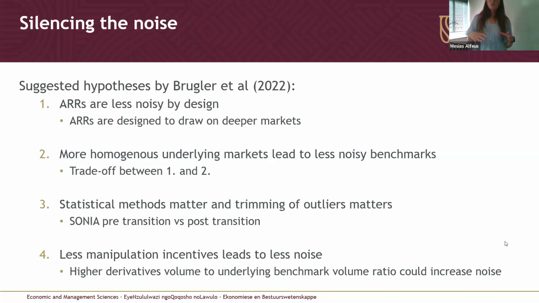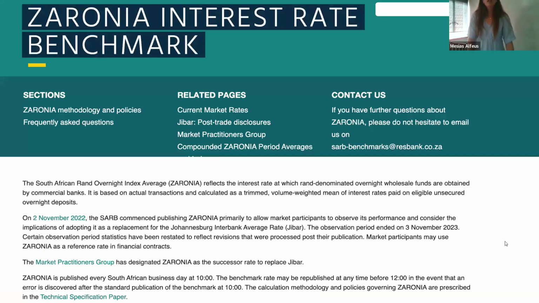As more trade, if you have higher derivatives relative to the size of your market, few trades of these derivatives could change this ratio, and this could lead to more manipulation, which could in turn increase the noise of the market. So after all of that, we are now going to look at the South African market, which is the main focus of my study, I think.